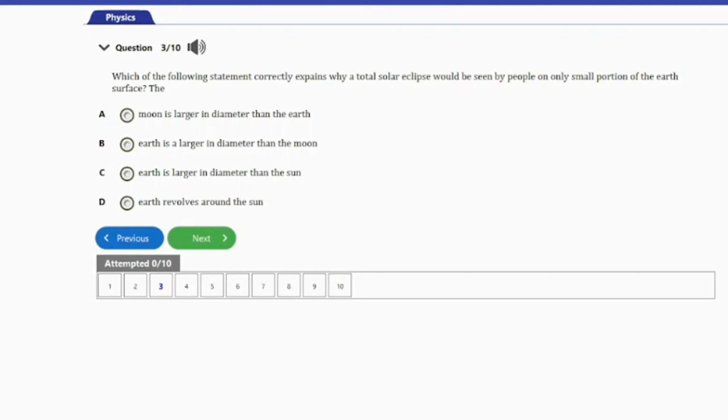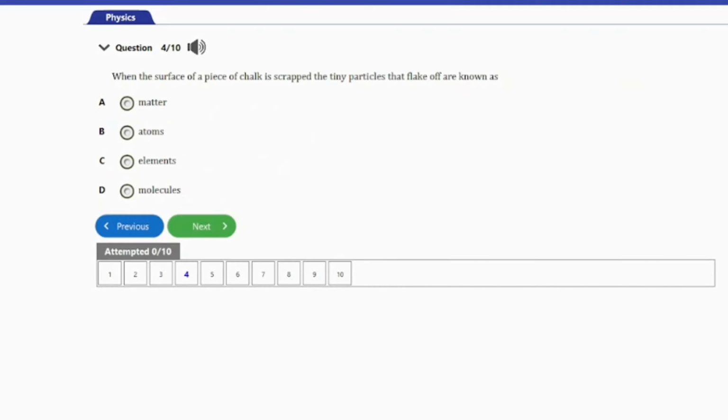So guys, the answer to this question is option B. The Earth is larger in diameter than the Moon. So that's why only people from a very small portion of the Earth's surface will be able to see the solar eclipse. And that's it for this question, guys. Let's go ahead and consider the next question. That's question number 4 here.